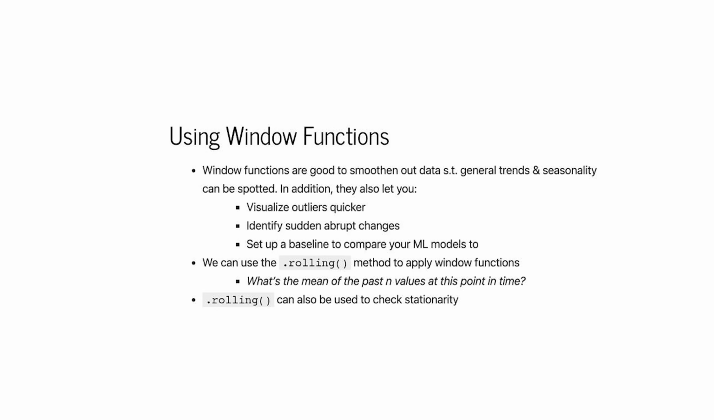There are two kinds of window functions, expanding and rolling, but we will focus only on rolling for the time being. The rolling function is invoked using the rolling method, which is present for both Pandas series and data frames. And that can also be used to check whether a time series is stationary or not. Broadly speaking, it asks the question, what's the mean of the past n values at this point in time? So this is the example of a rolling mean. There are similar formulations for rolling standard deviation, etc., which we will see in later slides.